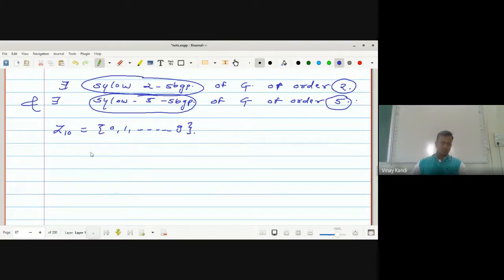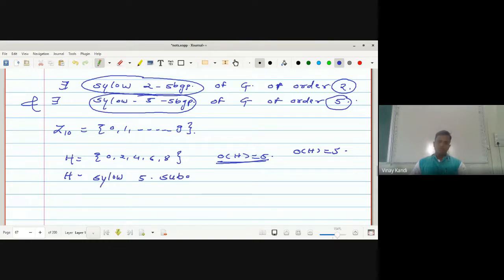Now H is equal to {0, 2, 4, 6, 8}. Order of H is equal to 5. Now what is this? Order of H here is 5. So H is a Sylow 5 subgroup of order 5. Okay, this will be your G. Any doubt?